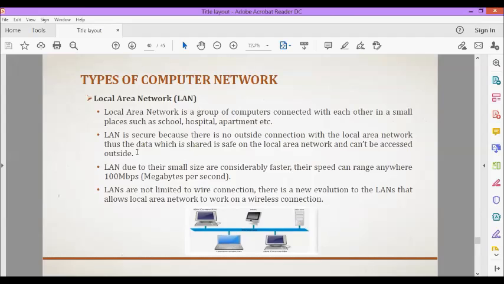So LAN is secure because there is no outside connection with the local area network. Thus, the data which is shared is safe on the local area network and can't be accessed outside. So LANs, due to their small size, are considerably faster. Their speed can range anywhere up to 100 megabytes per second. And local area networks are not limited to wire connection. There is a new evolution to the LANs that allows local area network to work on a wireless connection.